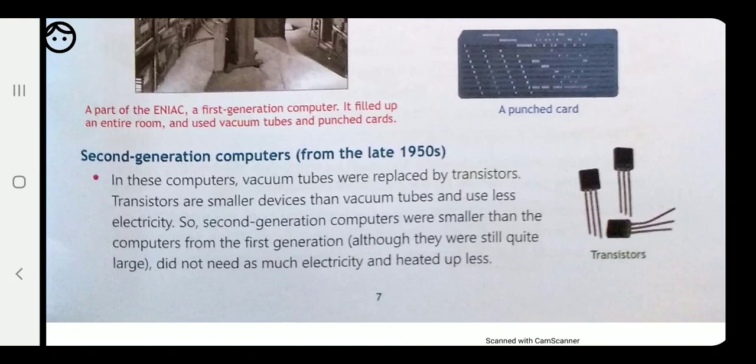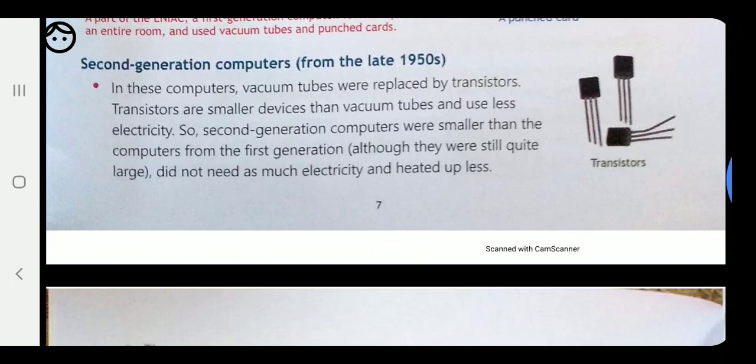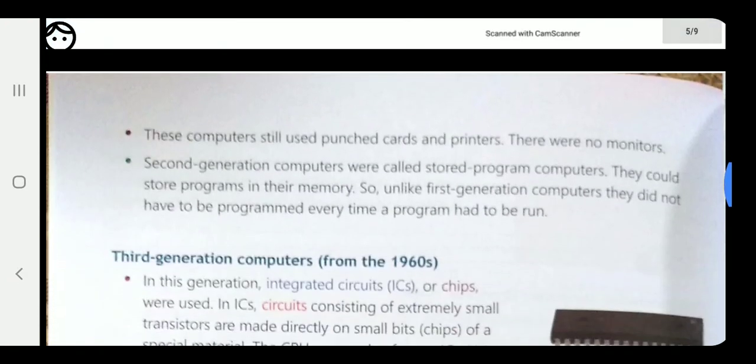Second generation computer. It starts from 1950. In this computer, vacuum tubes were replaced by transistors. Transistors are smaller devices than vacuum tubes and use less electricity. So second generation computers were smaller than the computers from the first generation. Although still quite large, they did not need as much electricity and heated up less.